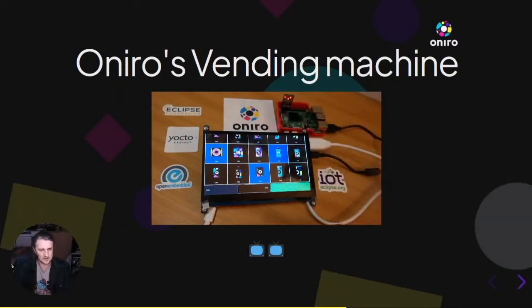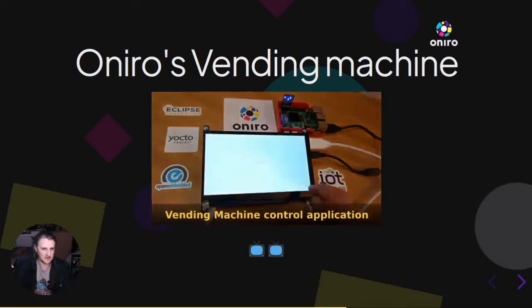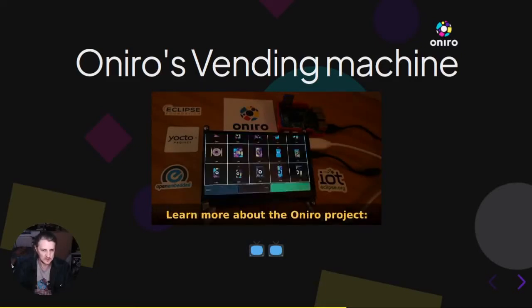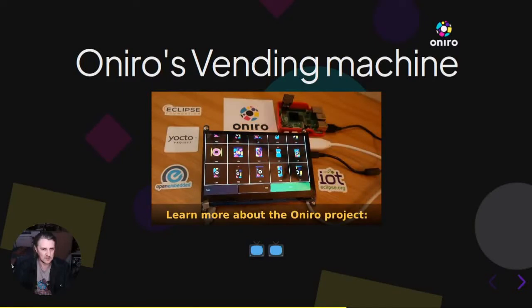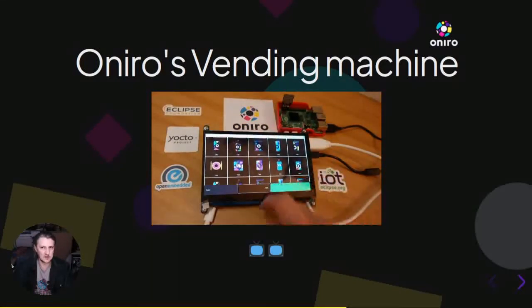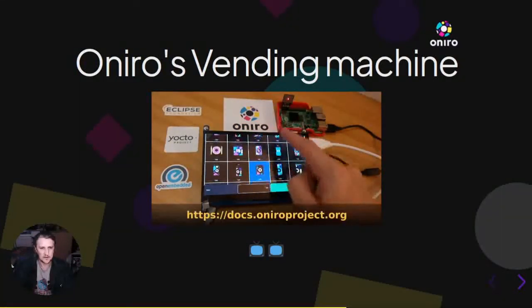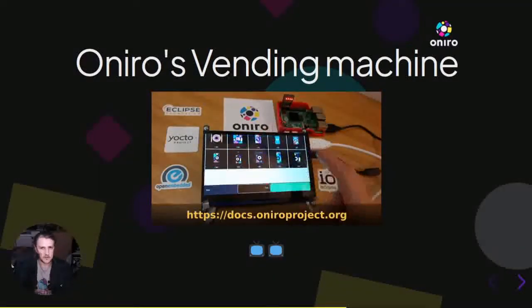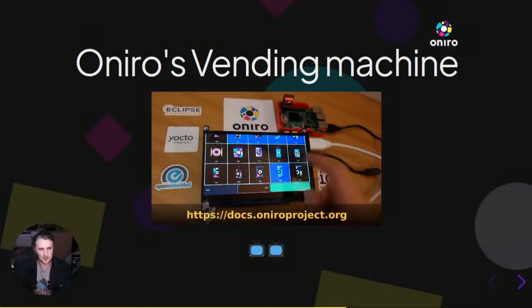This means that it's selected but not yet prepared, and once the user confirms his order, the UI application is sharing the information to the control application, and the LEDs are turning to blue. This means the preparation is in progress, and once it's done, it's going back to the initial state. This is an Oniro vending machine, and you can rebuild it from scratch for this Raspberry Pi.